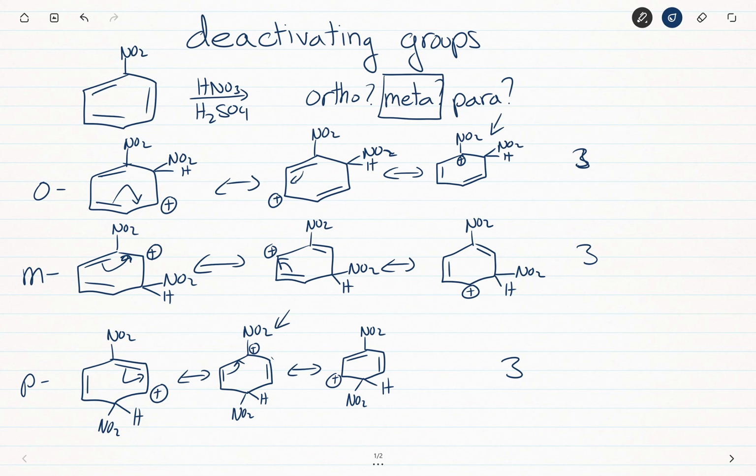It's always good to keep doing all of these types of resonance structures to keep practicing and to make sure you don't miss something when you're assessing these molecules. The next video I'll make will go over a deactivating group that has a different major product.